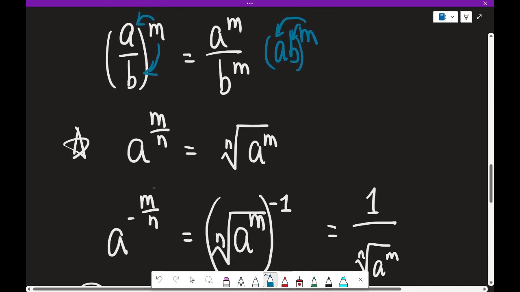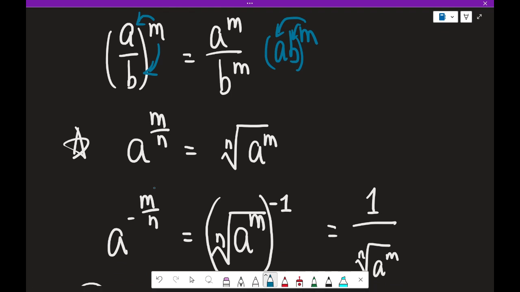Next is a fairly important one, a to the power of m over n, which will give us a to the power of m with an nth root. So the numerator of this fractional exponent will become the exponent inside the radical, and the denominator of this fractional exponent will become the index of the radical. So it's the nth root.